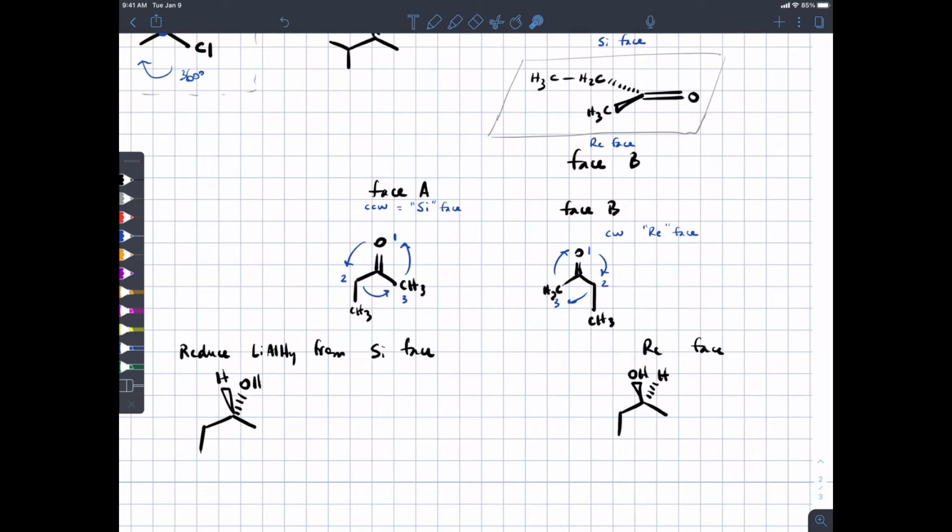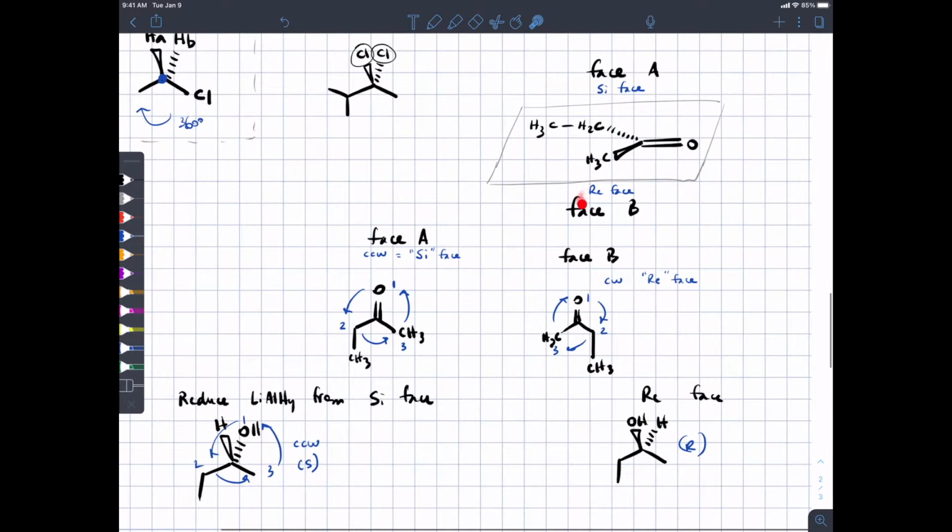Those two are enantiomers of each other, and if we assigned stereochemistry 1, 2, 3 counterclockwise rotation, this stereocenter would be S, and this one would be R. So that's why these two faces are different. And those two would show up 50-50, right? They would show up 50-50 unless you're in a chiral environment.